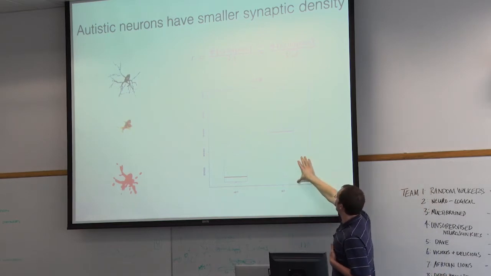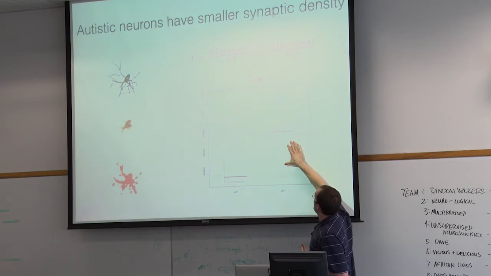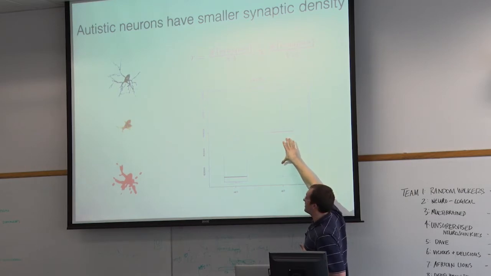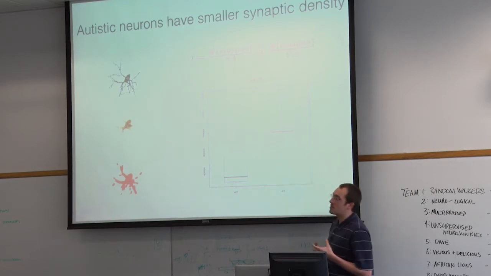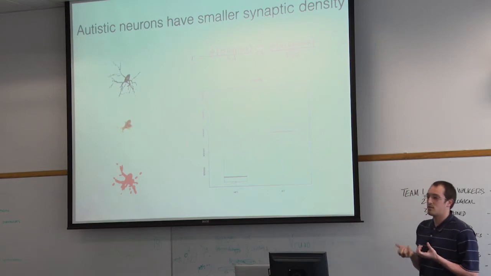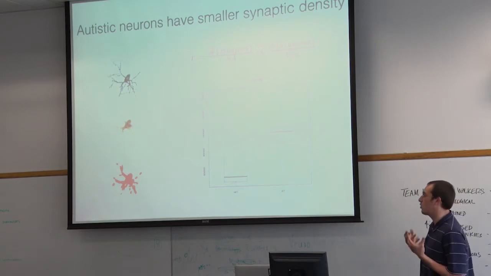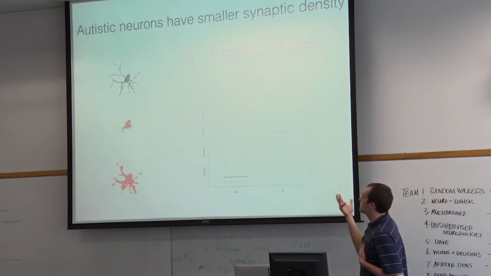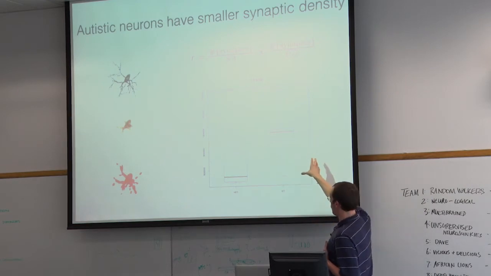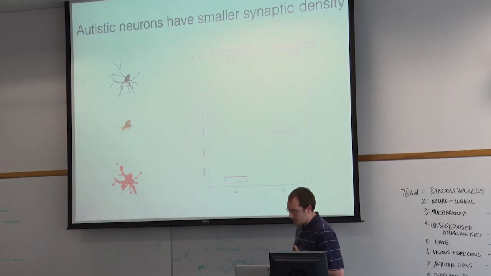What we saw is that the non-autistic neurons shown here seem to have a higher number density of synapses. Obviously, we only have five neurons each, so the power here isn't very high. But we ultimately want to do this analysis for more and more neurons, and compare the complete distribution, not just the t statistic.